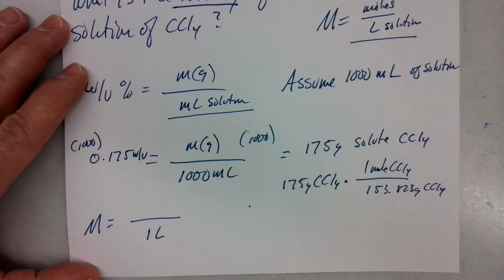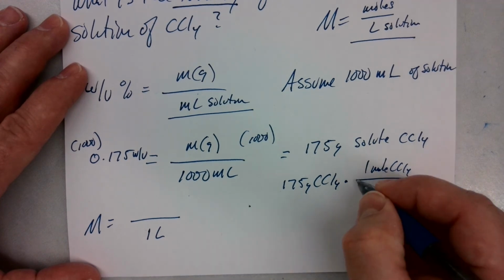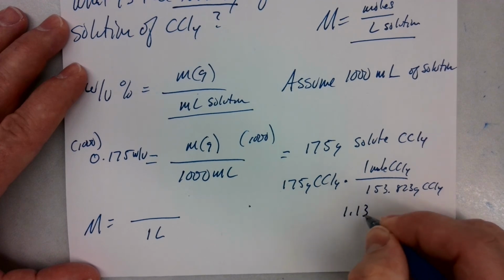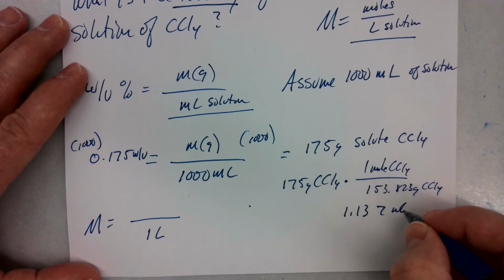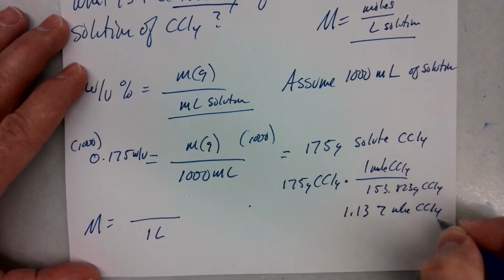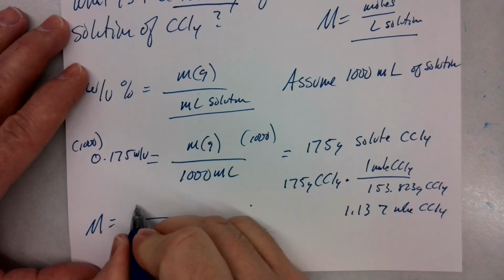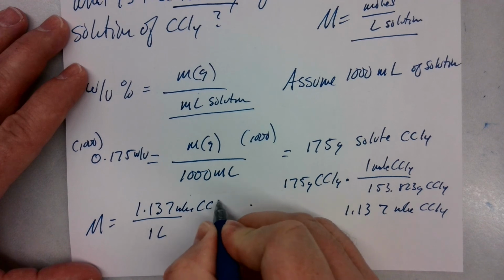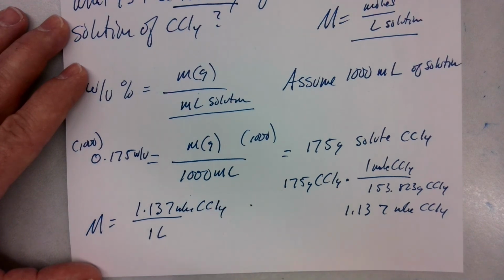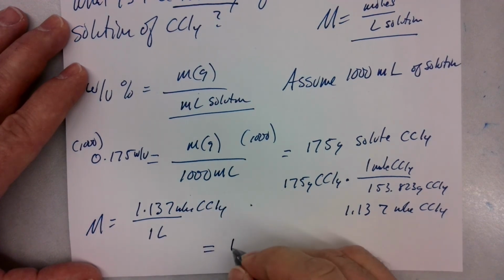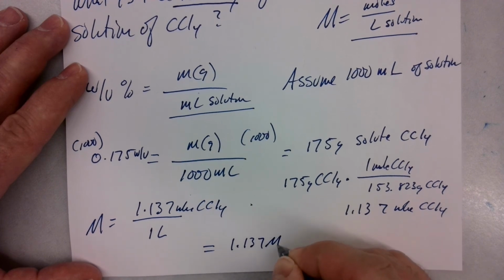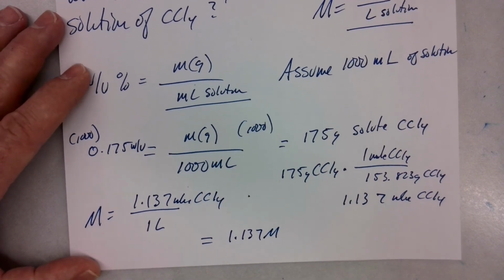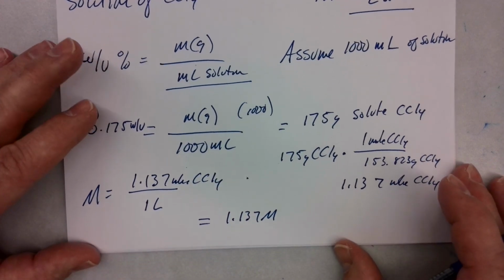Right? I do that math and what do I get? 1.137. 1.137 moles of CCl4, right? So that goes over here, 1.137 moles of CCl4 per 1 liter is going to give me simply 1.137 molar, right? But what would I need to do there?